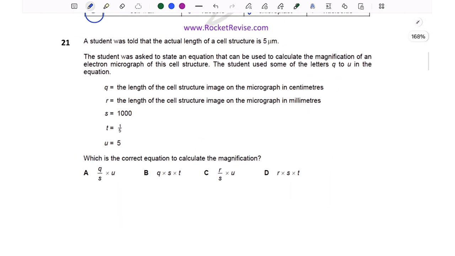The next question is a little confusing, but as long as you know your conversions and the formula for magnification, you're good to go. The student was told that the actual length of a cell structure is 5 micrometer. Actual length is 5 micrometer. The student was asked to state an equation that can be used to calculate the magnification of an electron micrograph of this cell structure. So it's not going to be the standard one, it's going to be slightly different using what they've given you. The student used some of the letters Q to U in the equation. Some of these have to be used.